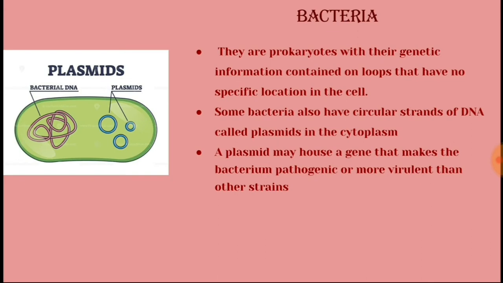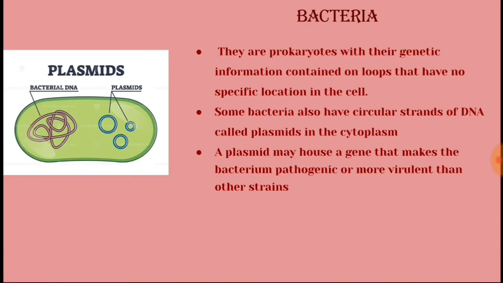independently. And this plasmid sometimes confers advantages, like forming a house of genes that makes the bacterium pathogenic or more virulent than other strains. So it helps the bacteria to survive in spite of any outside attack. Bacterial cells are shaped by a cell wall made of peptidoglycan. They also have a permeable plasma membrane that functions in the transport of molecules into and out of the cell, and a capsule which offers a layer of protection for the cell.